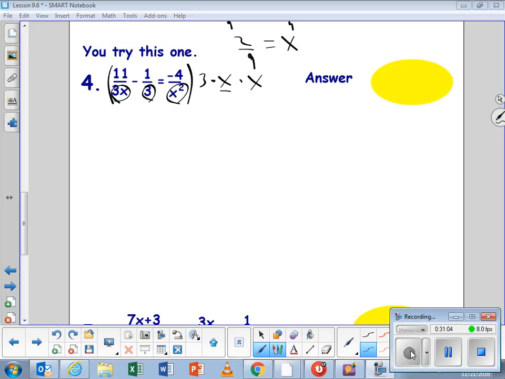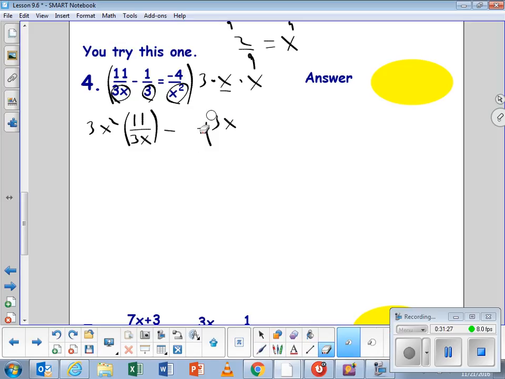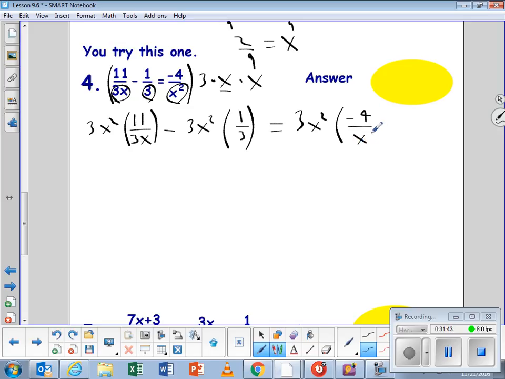Right. So, when we multiply this, we have 3x squared times 11 over 3x minus 1/3 times 3x squared. Let me rewrite that so I have a little consistency. I was putting my 3x squared term first times 1/3 equals 3x squared times negative 4 over x squared.